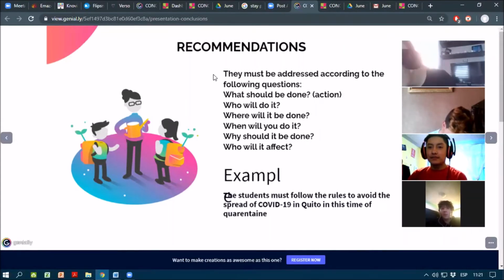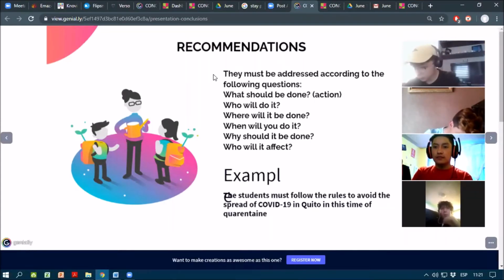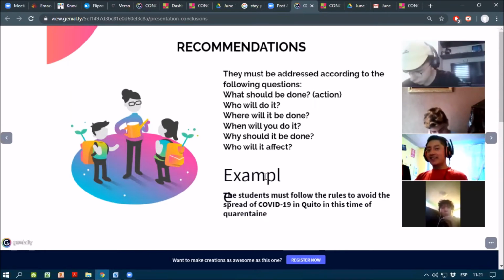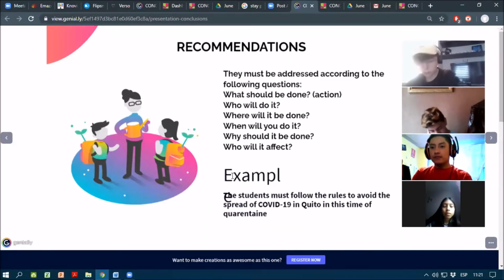Recommendations. They must be addressed according to the following questions. What should be done? Who will do it? Where will it be done? When will you do it? Why should it be done? Very good. Thank you, Matias. For example, here we have this: the students must follow the rules to avoid the spread of COVID-19 in Quito in this time of quarantine.